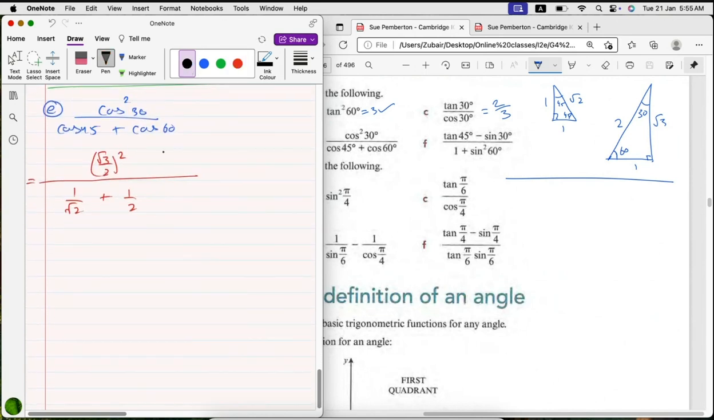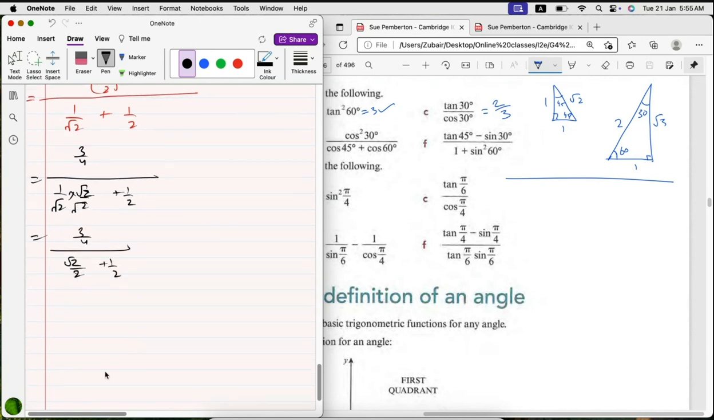The numerator, after squaring, is 3/4. In the denominator, I'm rationalizing the first term first, plus 1 by 2. So this is 3 by 4 over root 2 by 2 plus 1 by 2. That is 3 by 4 over root 2 plus 1 over 2.